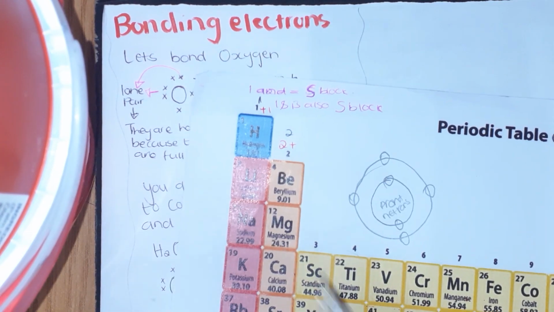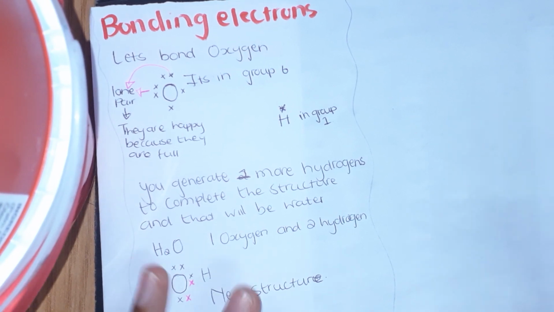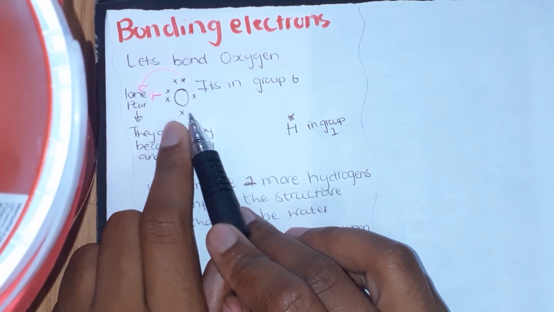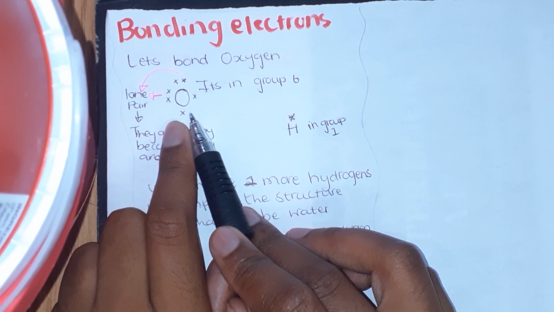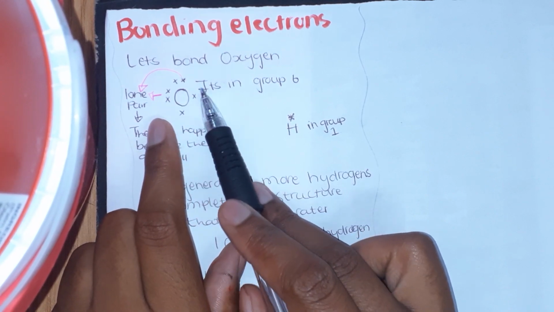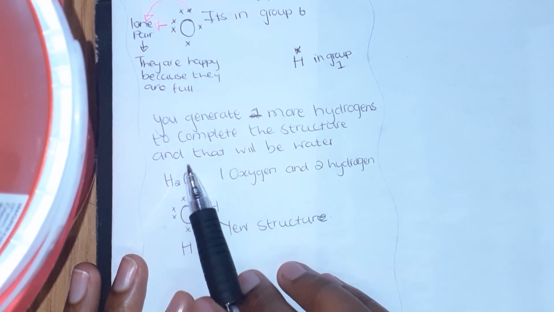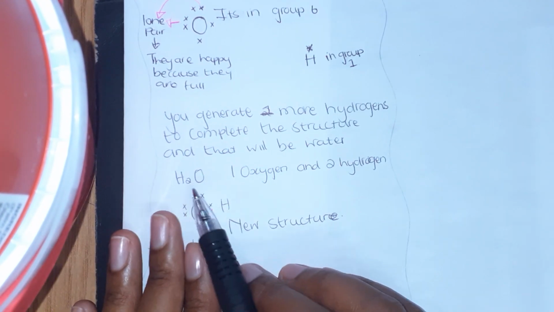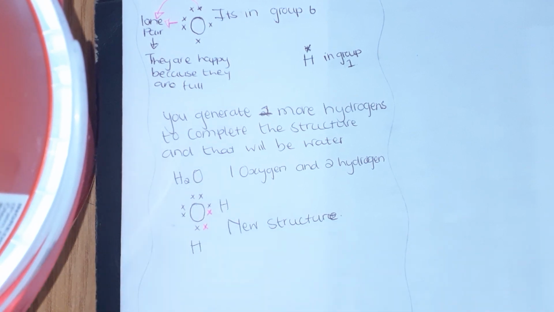Hydrogen is in group 1, which means it has 1 valency electron. So in order to bond this together, this will go with this one. So it's not fully surrounded, which means we need to create another hydrogen for this oxygen to be fully surrounded. So we generate one more hydrogen to complete the structure, and it will be water. We will have 2 hydrogens and 1 oxygen, so that will be water.